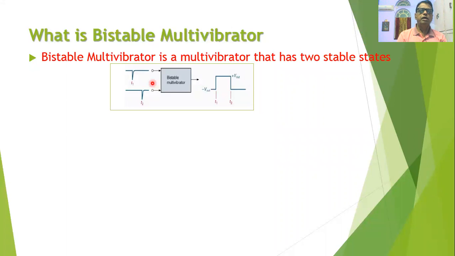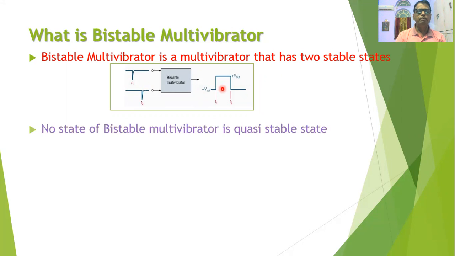As shown in this diagram, when initially the circuit is on, it will go into one of its stable states. When the trigger pulse is applied, it will go from one state into another state. And again, when the next trigger pulse is applied, it will come back to the original state. That is, in order to generate one square pulse at the output of the bistable multivibrator, we require two trigger pulses at the input of the bistable multivibrator.